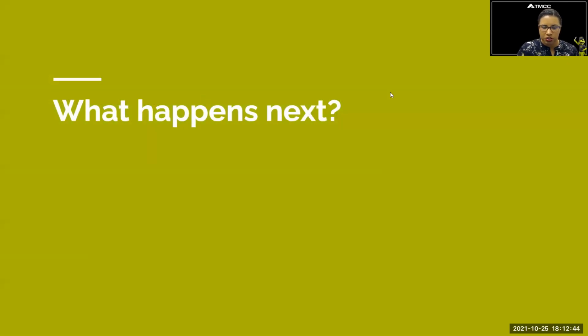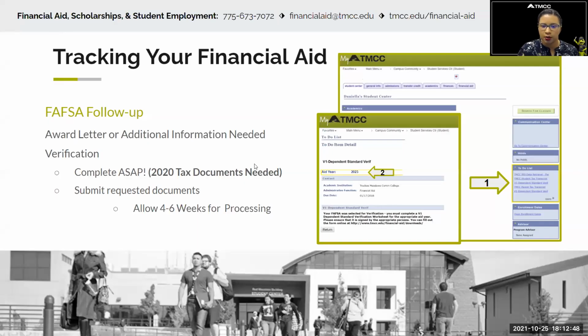So what happens next? What happens after you apply for grants and scholarships and work study? You will want to follow up on your FAFSA. So when you get that SAR report, it is going to tell you if you were selected for verification. Verification is just a way for your school to verify the information that you put on the FAFSA.